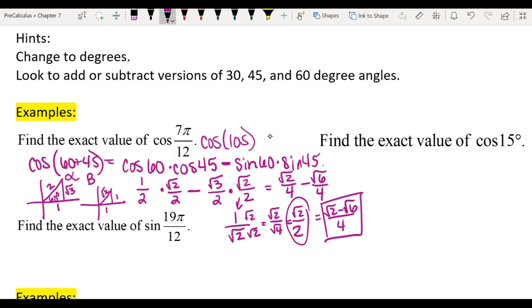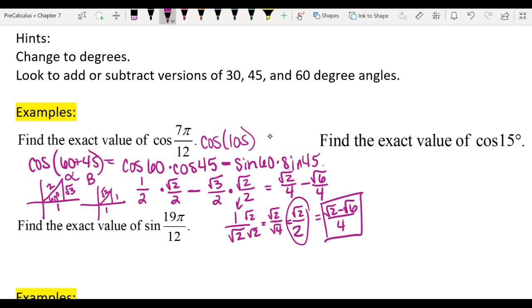Was everyone able to follow my simplification? Okay. Yep, because 1 times square root of 2 is square root of 2. 2 times 2 is 4. Yep. And then 2 times 2 is 4 again. And then they have common denominators, so I can write them together. What other questions do people have?